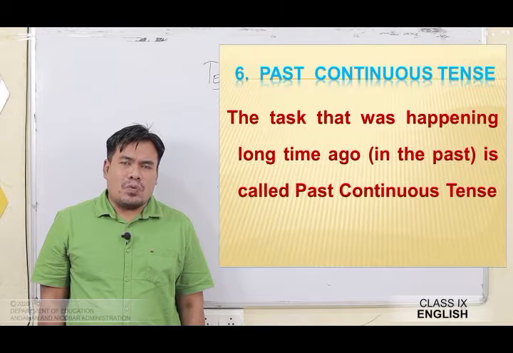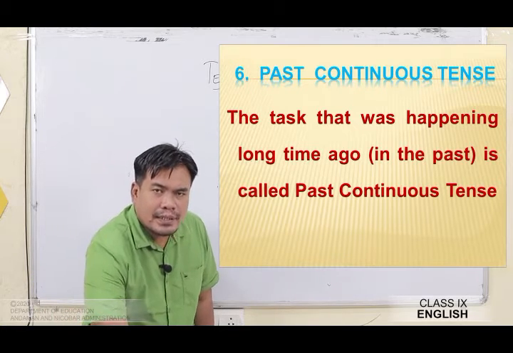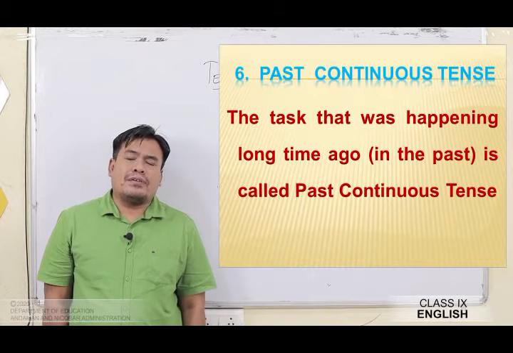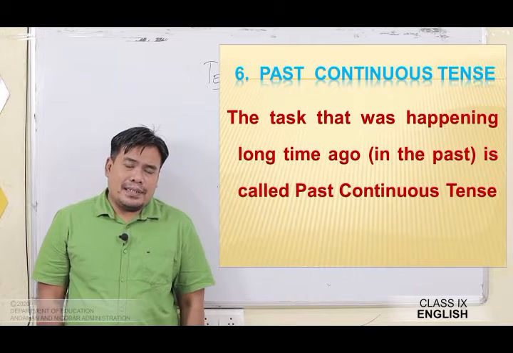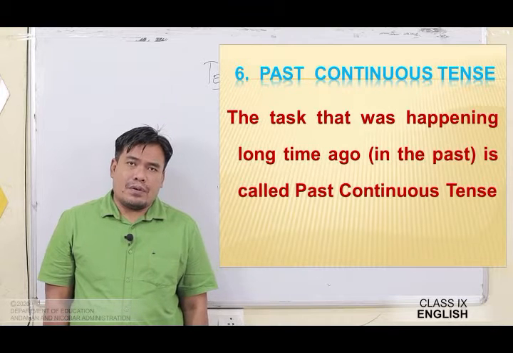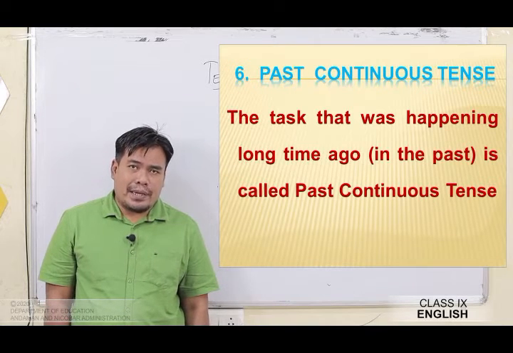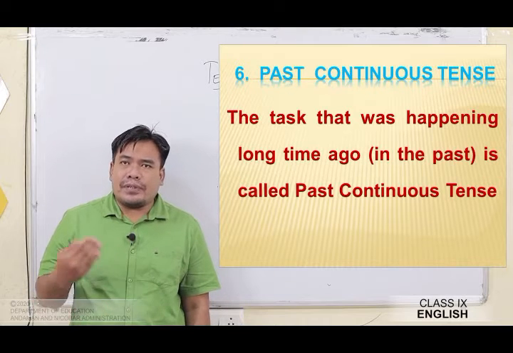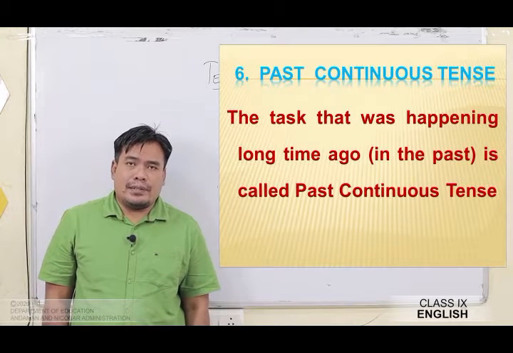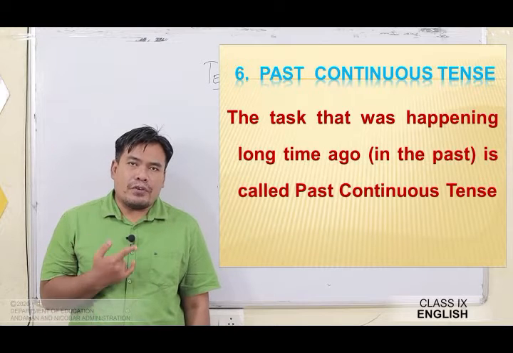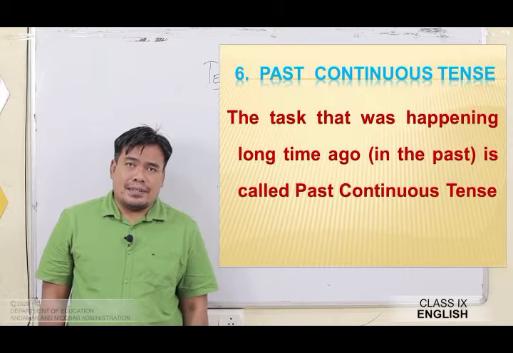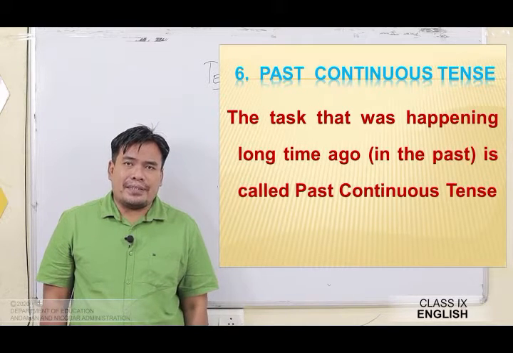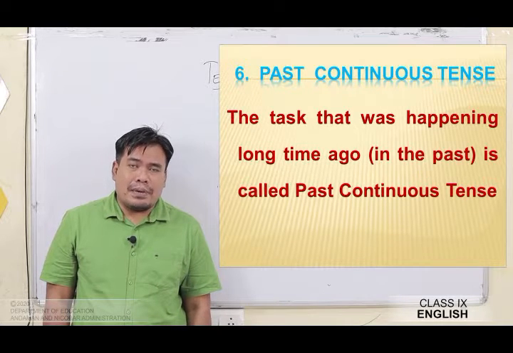Past continuous tense. What is it? The task that was happening long time ago in the past is called past continuous tense. All right? I don't want you to get confused. What is continuous tense, by the way? Whenever something is continuing, that's called continuous tense, right? So we are talking about the past here, the past continuous tense. So it's clear with the meaning and the definition there that the task that was happening long time ago in the past is called the past continuous tense.